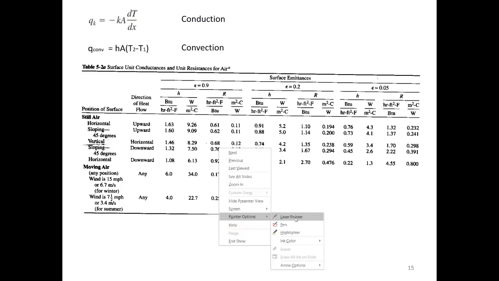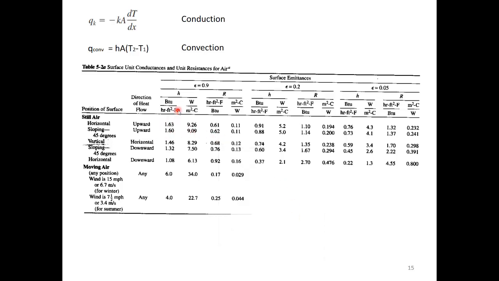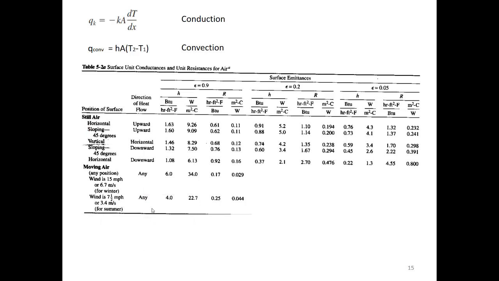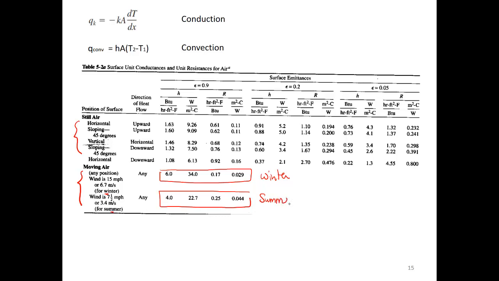So the H, the convective heat transfer coefficient, you have indoor and outdoor. That's indoor, it's still air, and the outdoor, it's the moving air. The indoor air depends only on the indoor temperature, so we don't have summer and winter. For moving air, the outdoor, you have winter and summer values. So these are for winter, and these here are for summer. Okay.